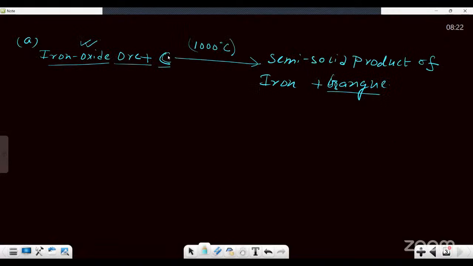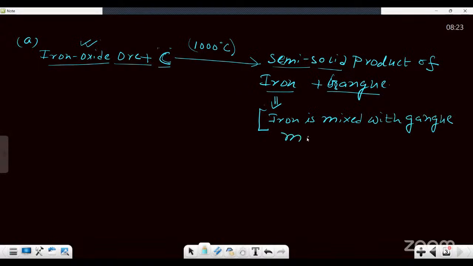Now, when you are reducing it with carbon, if I give only the carbon, then what will this carbon do? This carbon will reduce the iron oxide, convert it into iron. You will get a semi-solid product of iron. But where will these gangue materials go? These gangue materials will go into this iron only. So iron is in the solid or semi-solid state and gangue is mixed with it. I can say that here we will not get the purity of iron which we intend to get. Okay, try to understand that. So here iron is mixed with gangue materials.